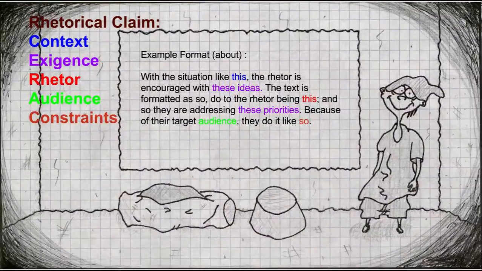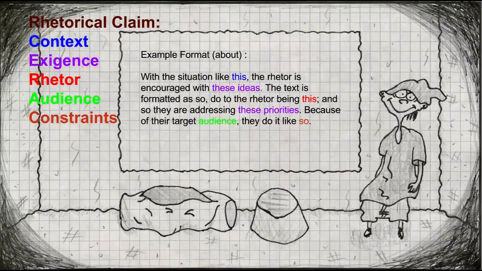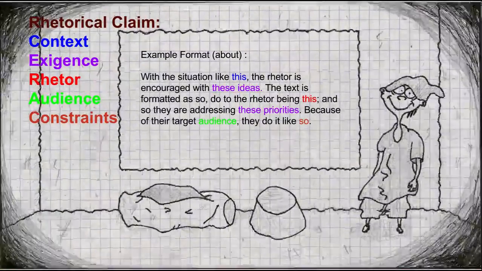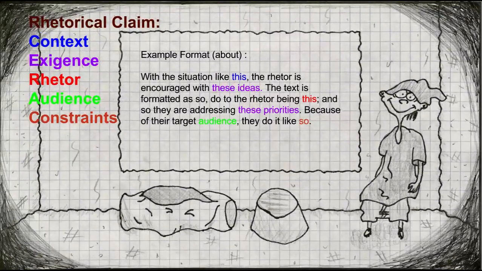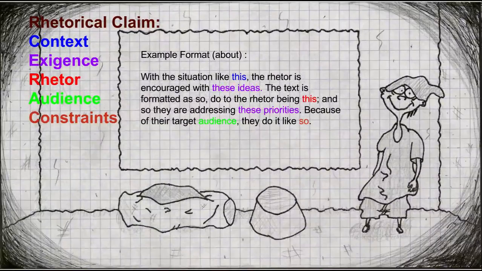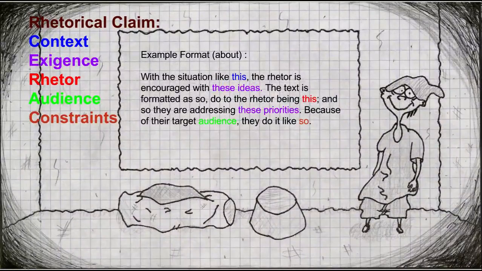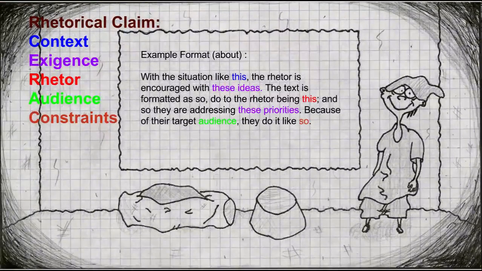So with this example format of a thesis, with the situation like this type of context, the writer is encouraged with these ideas. The text is formatted as so due to the writer being this, such as a journalist, and so they are addressing these priorities, such as a news anchor's job. Because of the target audience, maybe kids, they do it like so, such as talk simply. That's the basic principle and idea of how you relate all these different things coming together into one or more sentences. It's the claim to make when talking about someone rhetorically. Maybe I say the situation's like this, and then I kind of ignore what's going on and just talk about the rest of the points in rhetorics. So let's look at an example.